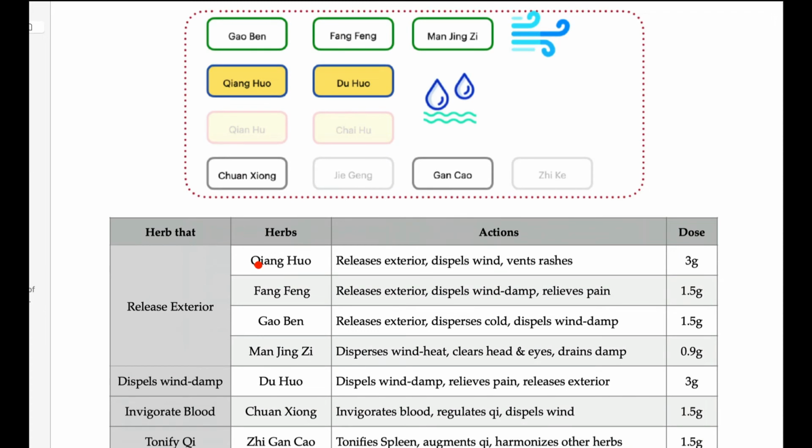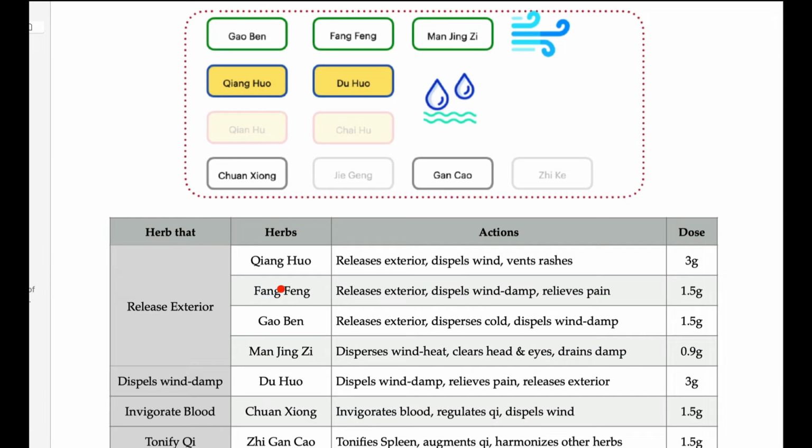So this is the composition. Qianghuo releases exterior, dispels wind and vents rashes. And Duhuo dispels wind damp, releases pain and releases exterior. We usually say Qianghuo treats upper body wind and damp, and Duhuo treats lower body wind and damp. Yeah, there is a tendency like that, but it is not that decisive. Qianghuo and Duhuo both treat wind and dampness.